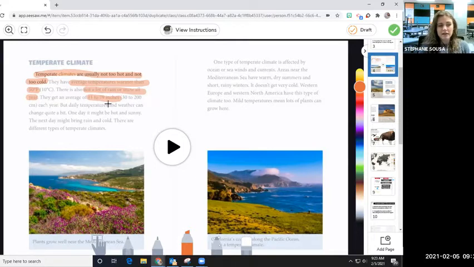But daily temperature and weather can change quite a bit. One day it might be hot and sunny. The next day might bring rain and cold. Y'all live in Indiana, so you know this. You know that weather can change quite a bit, even in the same day. There's some days that I wake up and I'm putting on my coat, and then I go to leave school and I put my coat on and I'm sweating before I get to my car, right? We've experienced this. Sweatpants in the morning, shorts in the afternoon.